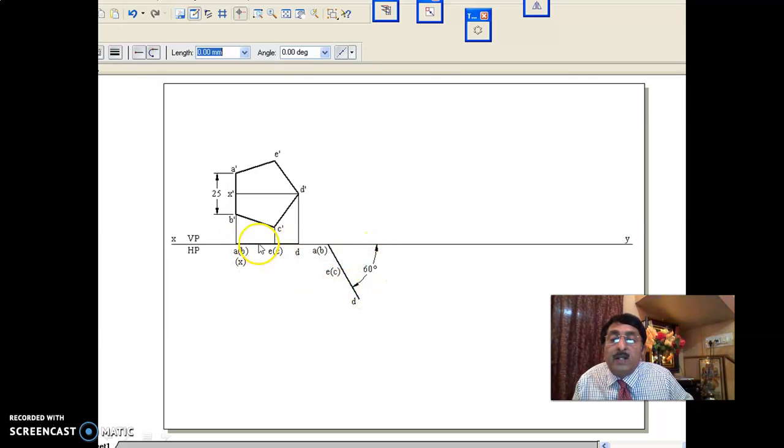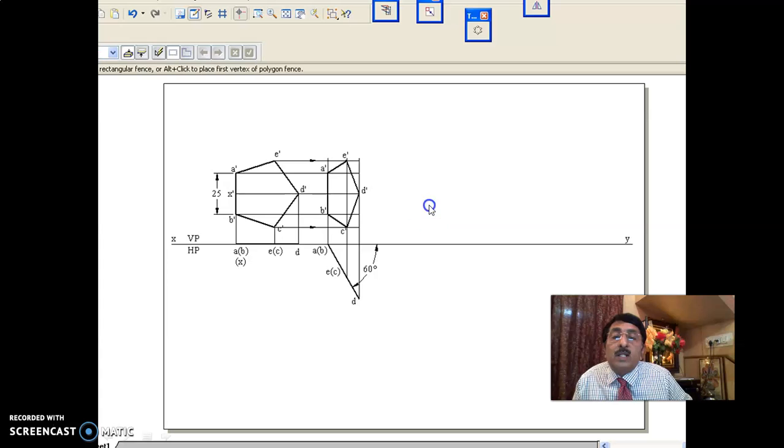When you move it parallel to HP, this is true length. And when I move it parallel to HP so that it has an inclination of 60 degrees to VP, this top view and this top view remain the same. First stage top view will be the same as second stage top view. Move, copy, paste and rotate in such a way that it is 60 degrees to VP. When you're looking from here, you take the projectors and you see here A dash, B dash, C dash, D dash, E dash.